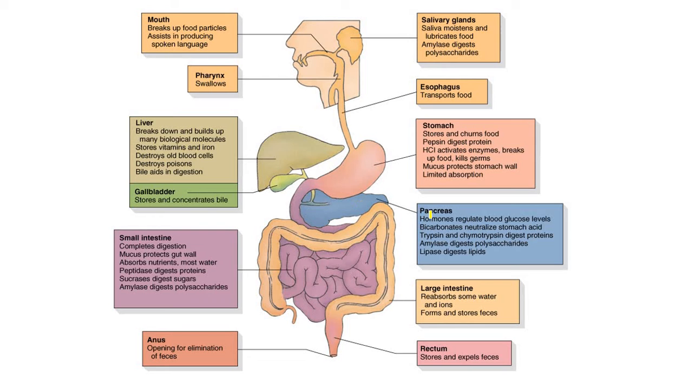As for the pancreas, it produces hormones which regulate the blood glucose levels. It produces insulin and glucagon. Both are hormones that regulate blood glucose levels. It also secretes enzymes like trypsin and chymotrypsin, which help in digestion of proteins. It secretes lipase, which digests lipids. It secretes amylase, which digests polysaccharides or carbohydrates, like the amylase produced by the salivary glands.